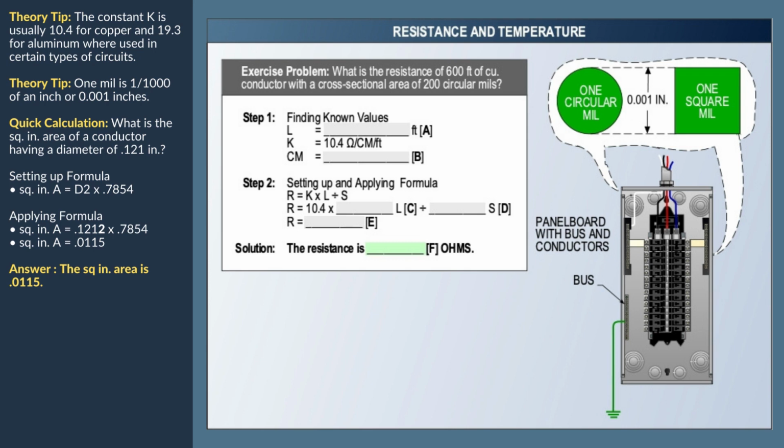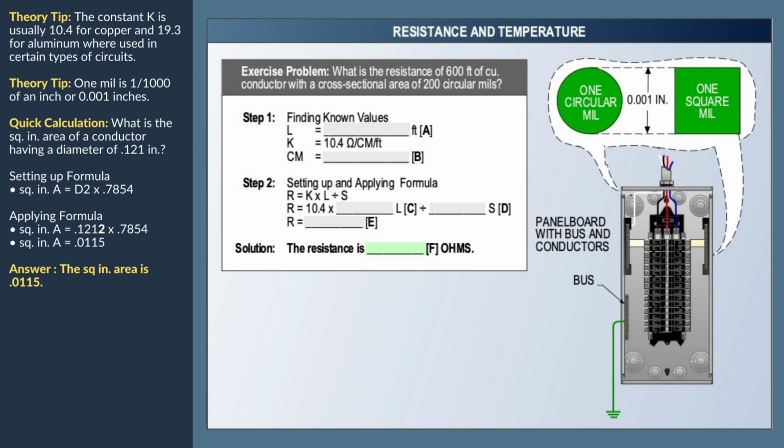K is a constant, which depends upon the resistivity of the material used. For example, copper has a resistivity of 10.4 ohms at 20 degrees Celsius. In the previously mentioned formula, L is the length of the conductor in feet, and S is the cross-sectional area in circular mils. For example, to find the resistance for 400 feet of copper conductor having a cross-sectional area of 100 circular mils, the formula is applied as follows.